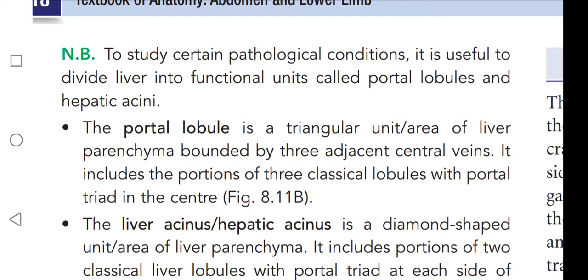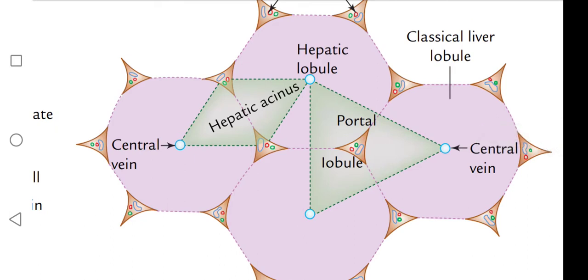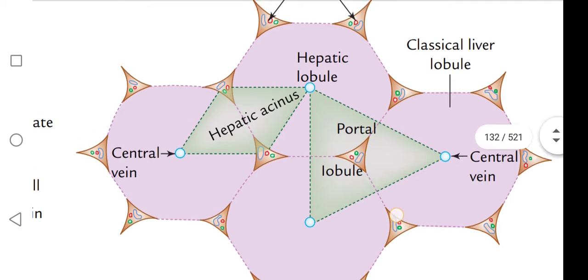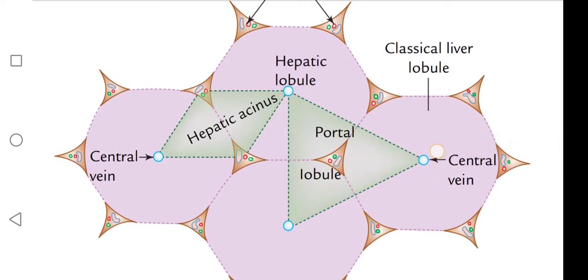The portal lobule is a triangular unit or area of the liver parenchyma bounded by three adjacent central veins. It includes the portions of three classical lobules with the portal triad in the center. See, this is the hepatic lobule, and this is the portal vein.